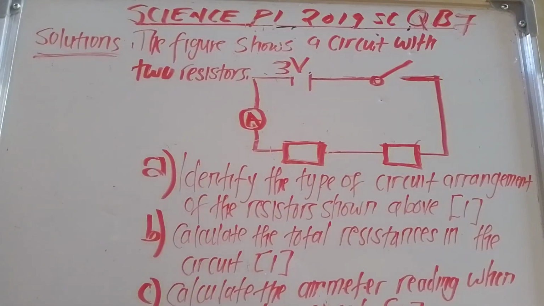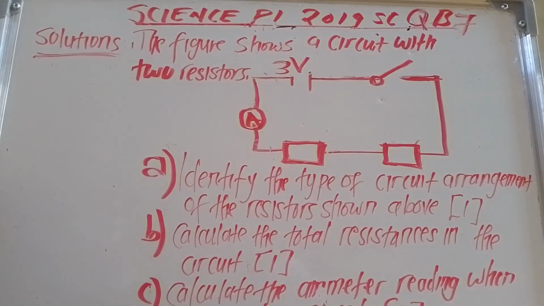Alright, so now we are doing question B7 of the same paper, Science Paper 1, 2019 School Certificate. Last time we were doing question B6, and if you haven't watched that video, make sure you watch it, because that question is based on an important topic in physics which you need to understand. So make sure you watch that video and get some concepts about light.